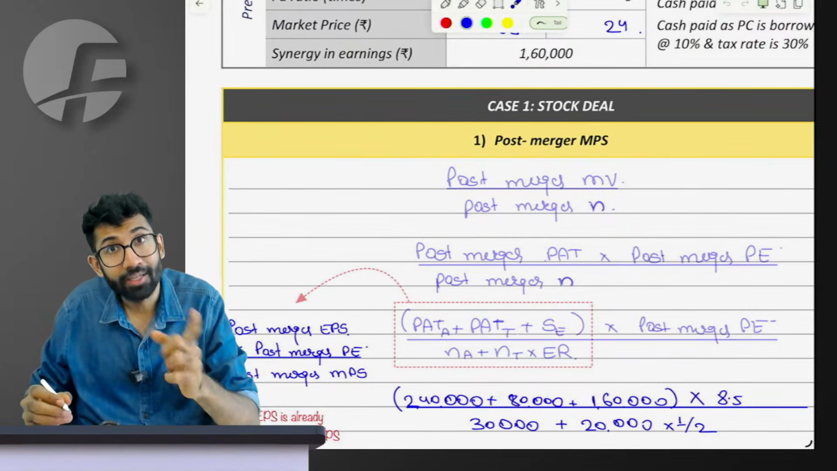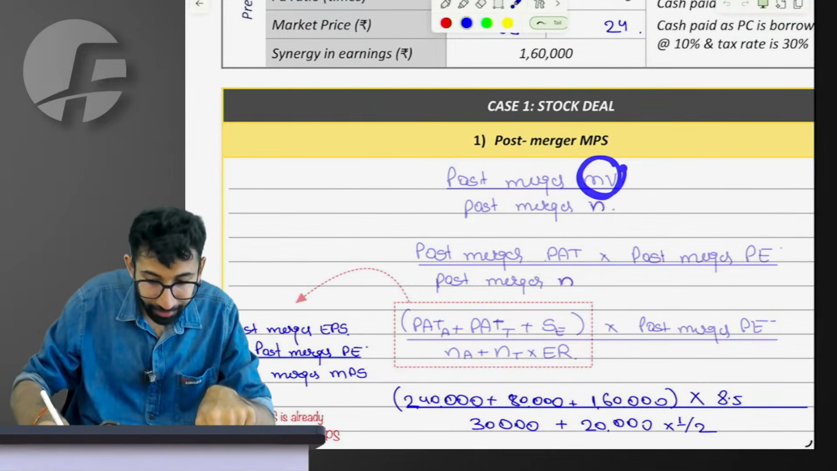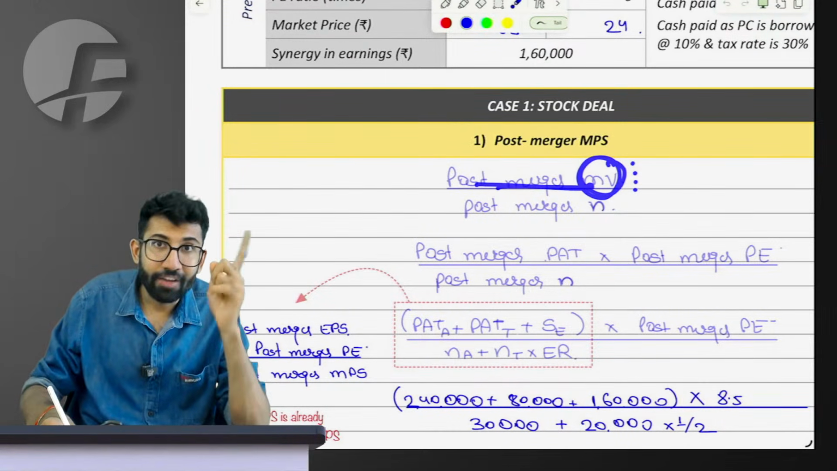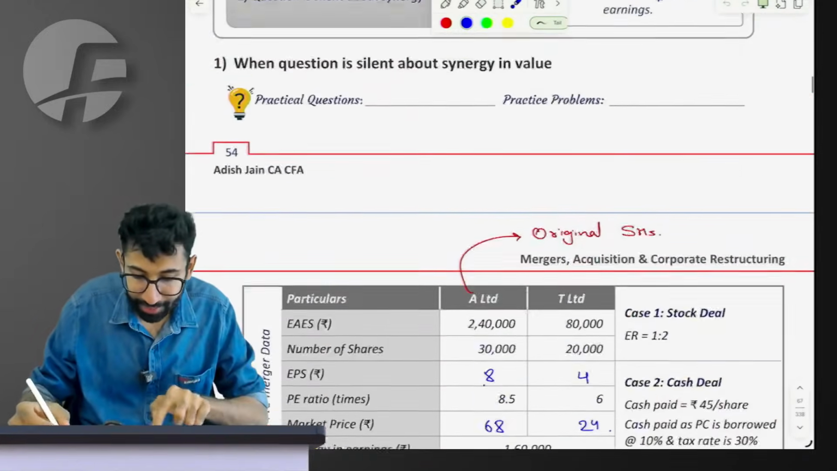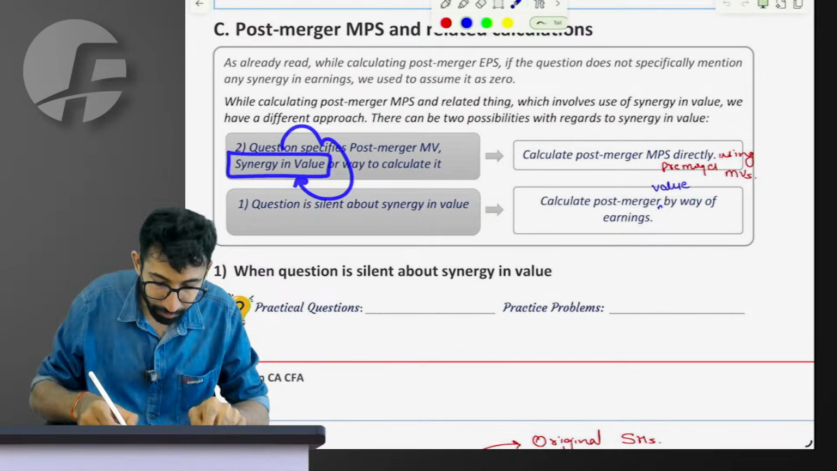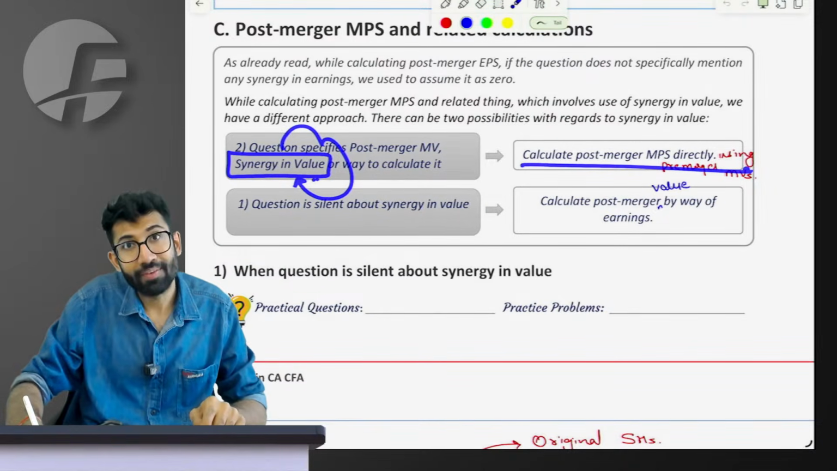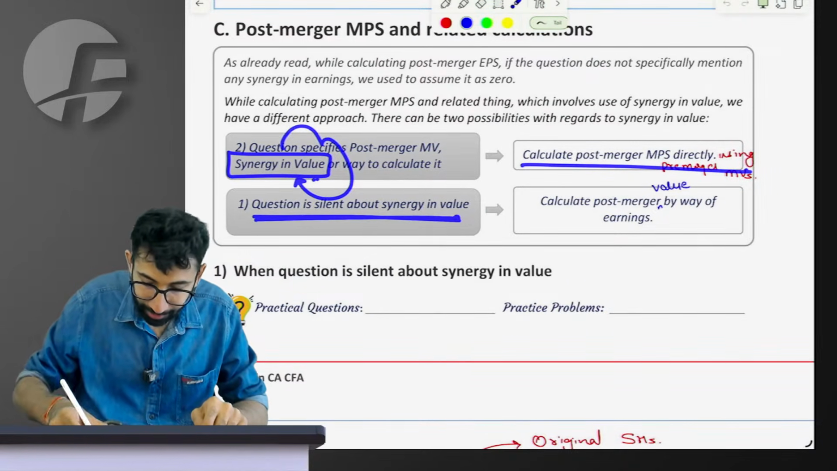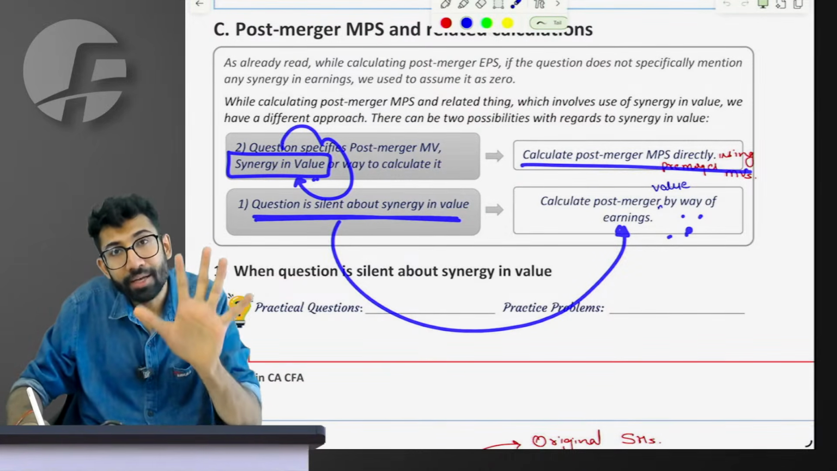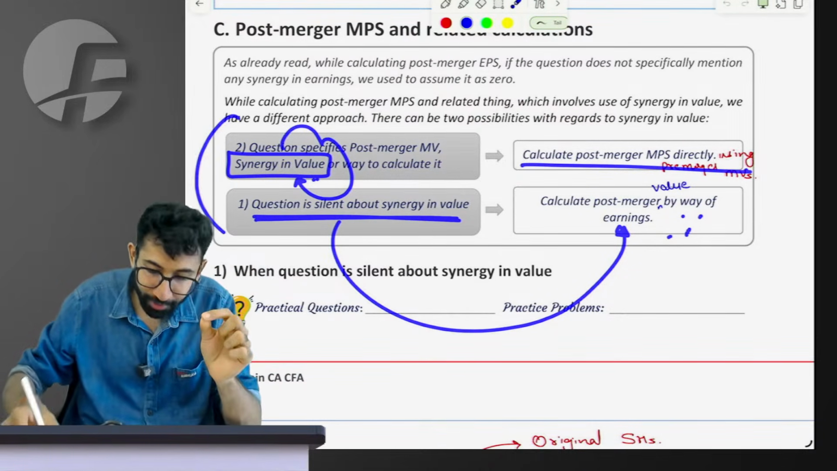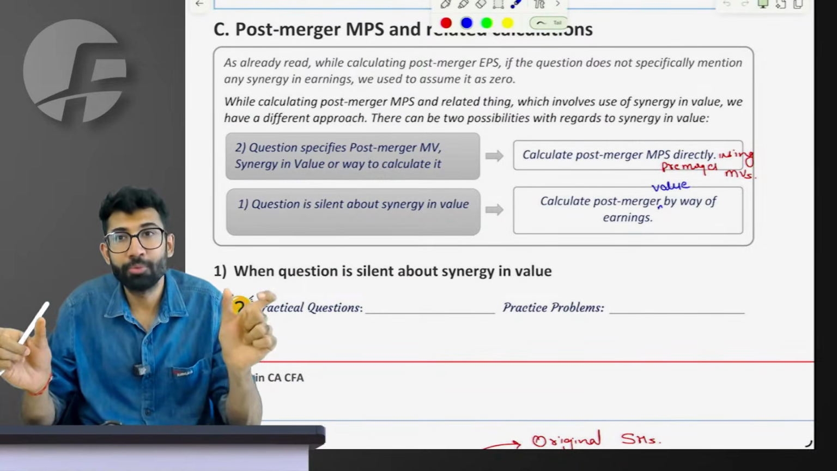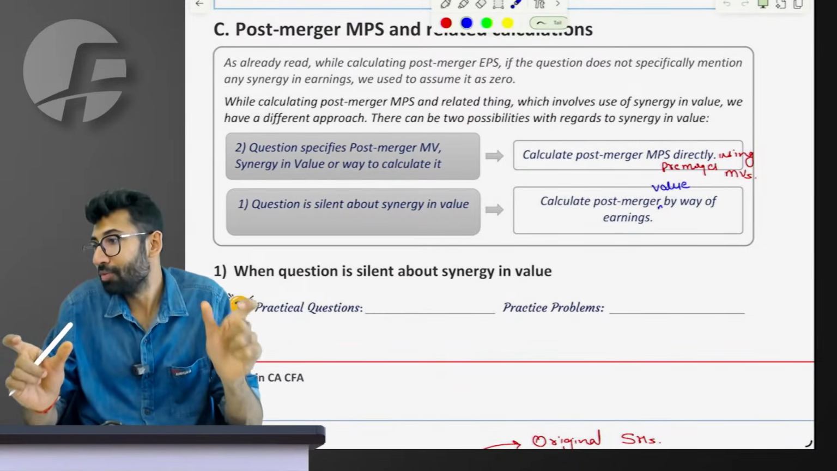Which is why I'm saying, if the market value calculation is needed, there are two ways. If the examiner specifies the synergy in value, you do value plus value. If the question is silent about synergy in value, you do PAT into PE as the market value. Could you understand the first point of separation between the two approaches, the point of differentiation between the two approaches?